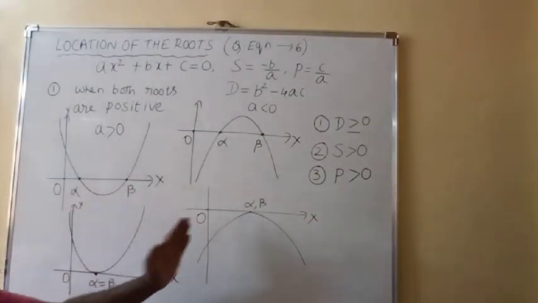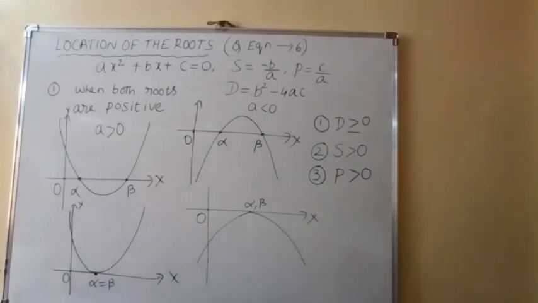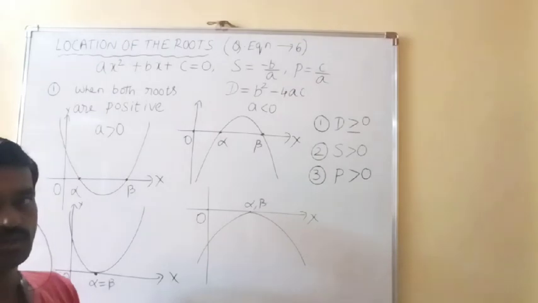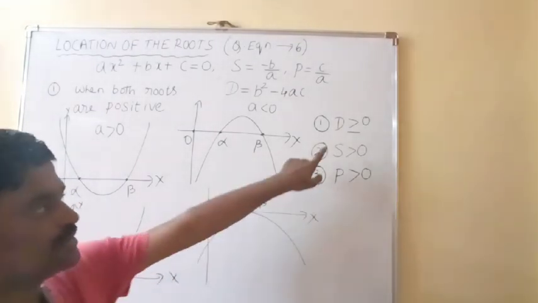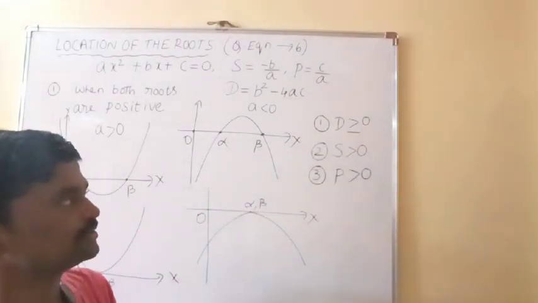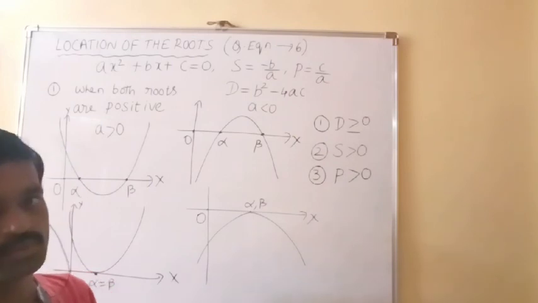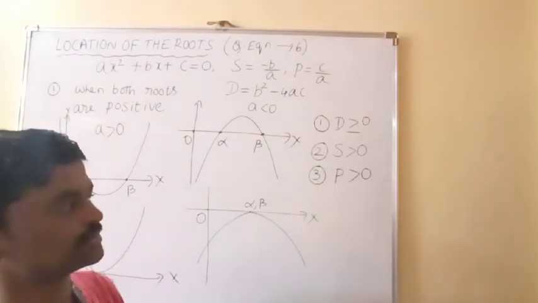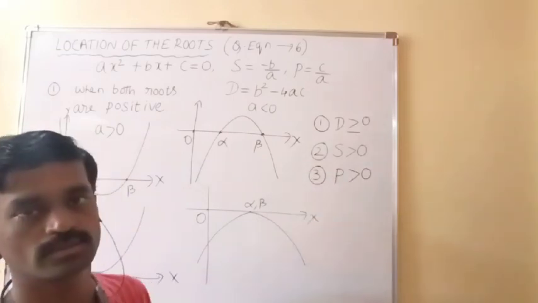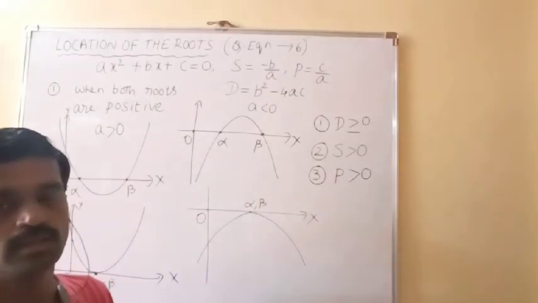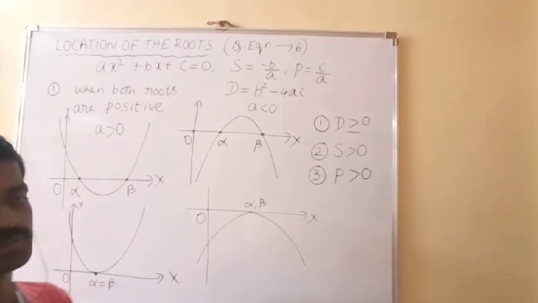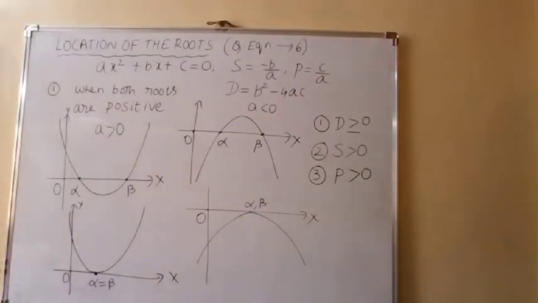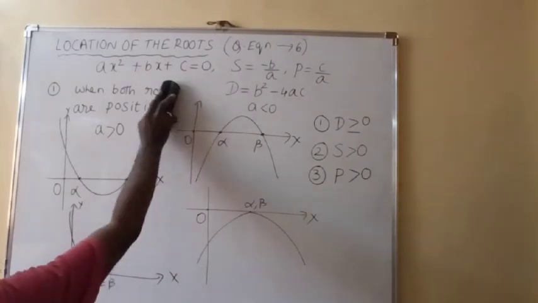We will get these 4 cases. From these 4 cases what we can conclude is the roots may be distinct or coincident, so the discriminant is greater than or equal to 0. As both roots are positive, the sum of the roots is positive and the product of the roots is also positive. Okay, so this is the first case. Next, second case.